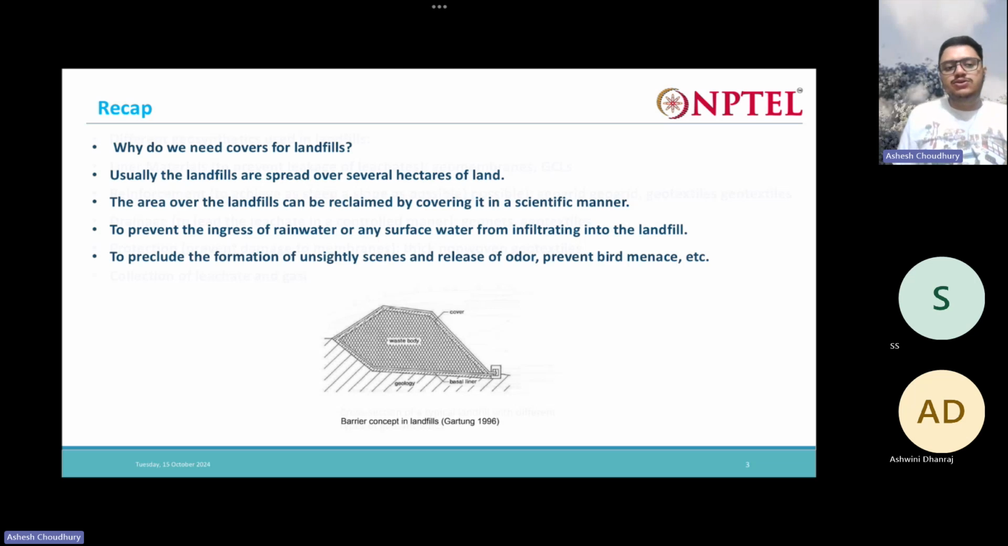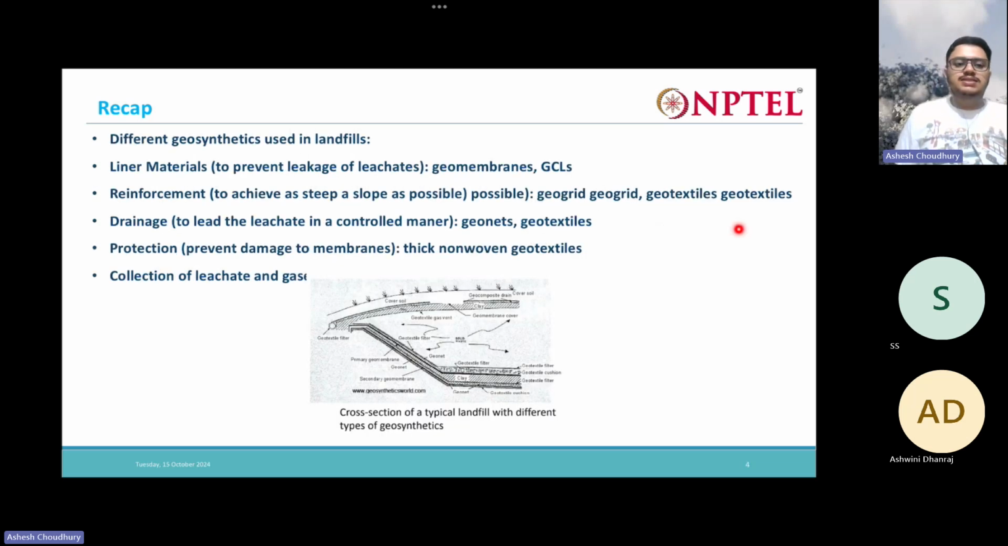So what are the different geosynthetics that we use for landfills? First is the liner material. Liner materials, as I said, are geomembranes and geosynthetic clay liners. Both have very negligible permeability, low permeability to both gas and liquid, so they stop gases and liquid from passing through them.